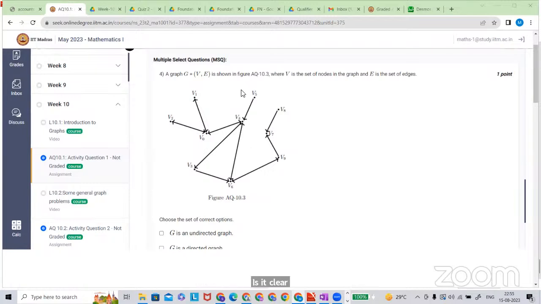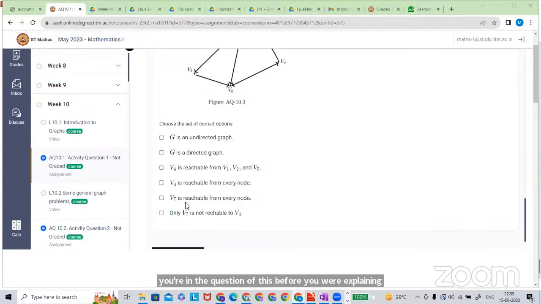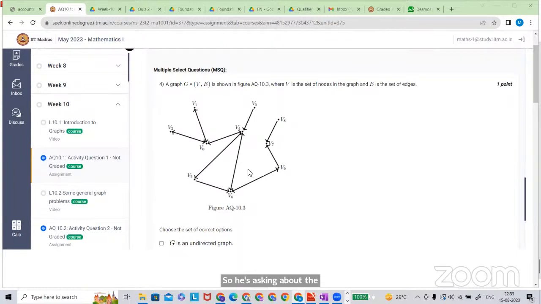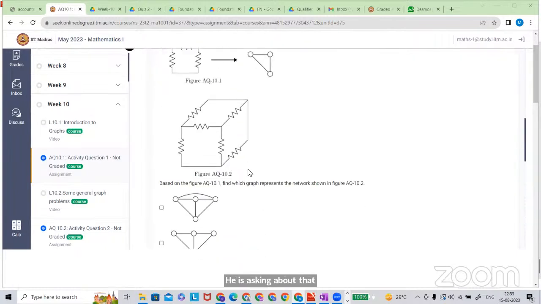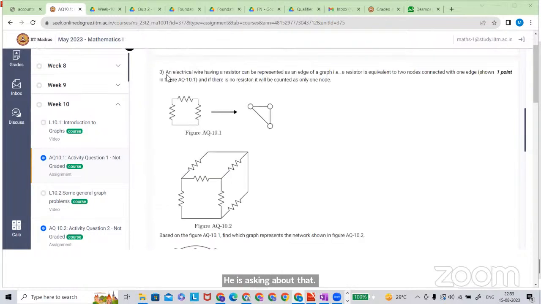Sir, the last question. Okay, what is the last one? The question you were explaining before, sir. The electric one? Only this information is given here. Is it enough to solve? An electric wire having a resistor, or you can say resistor, whatever the word is.